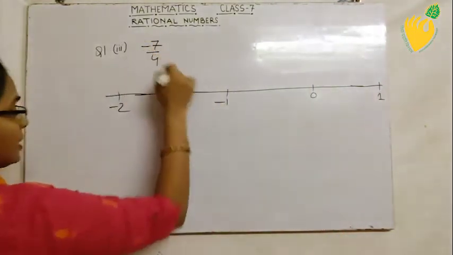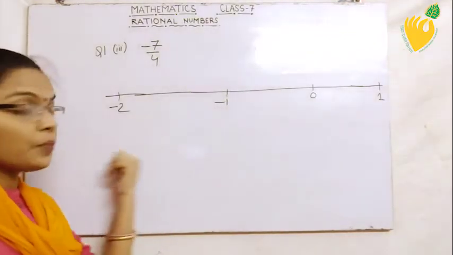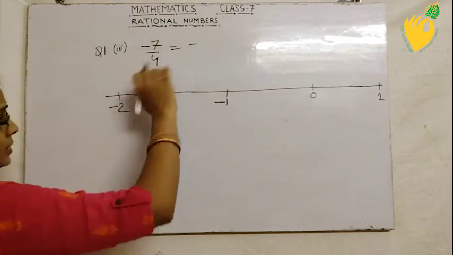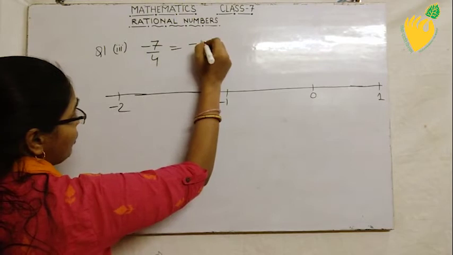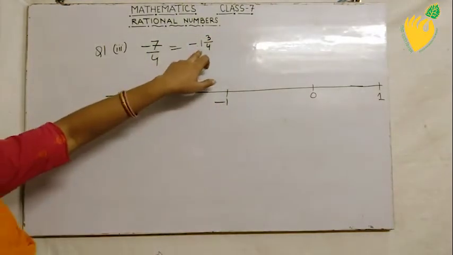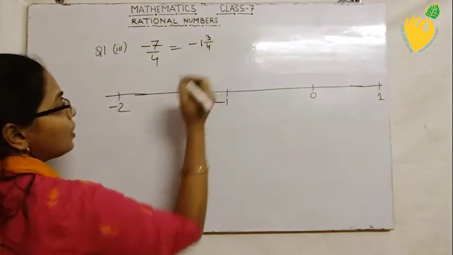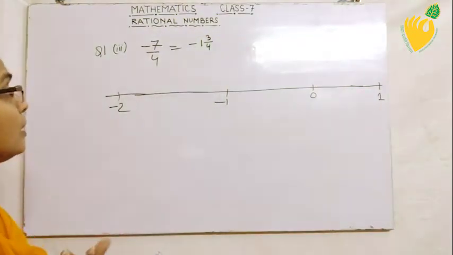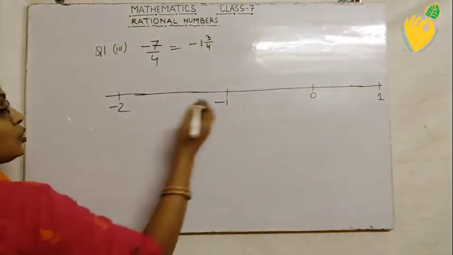Isn't it? Because minus 7 upon 4 is somewhere on the left hand side of the 0. Now students, further we can write the minus sign as it is, and write 7 upon 4 in the mixed form. What is this number? Minus 1 3 upon 4. So it is more than minus 1, it is beyond minus 1. That is, it is between minus 1 and minus 2.